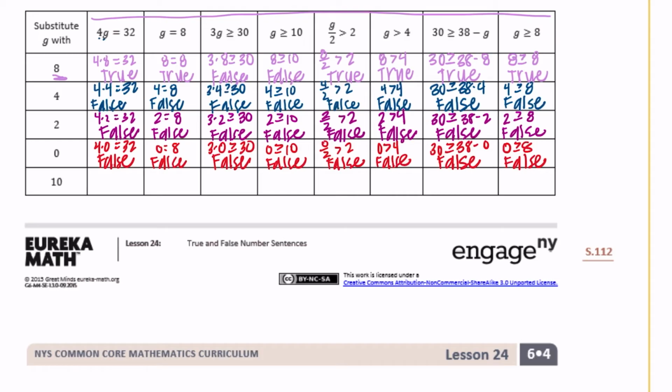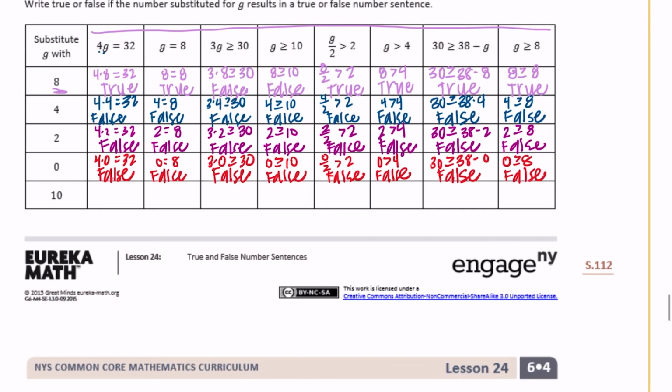Okay, on to the last one. Let's see if we can get some truths. We have 10. So 4 times 10 is equal to 32. Nope. Let's see, 10 is equal to 8. Nope. 3 times 10 is greater than or equal to 30. 3 times 10 is 30, so 30 is greater than or equal to 30. Oh, that is true, because 30 is equal to 30. Finally got a true. Okay, 10 is greater than or equal to 10. Another true, because 10 is equal to 10.